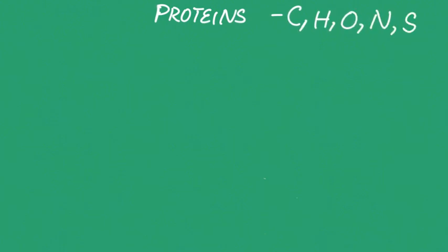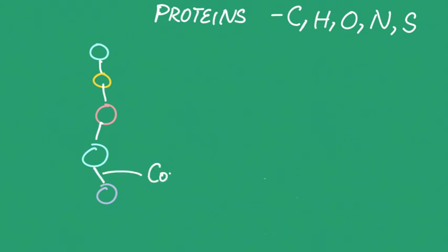Let's move to proteins. Proteins are made up of carbon, hydrogen, oxygen, nitrogen, and sulfur. Proteins are made up of amino acids, which are their building blocks or monomers. There are 20 different types of amino acids, which in different combinations make up different kinds of proteins, which is why proteins are so varied. These amino acids are held together by covalent bonds, and these covalent bonds are called peptide bonds.